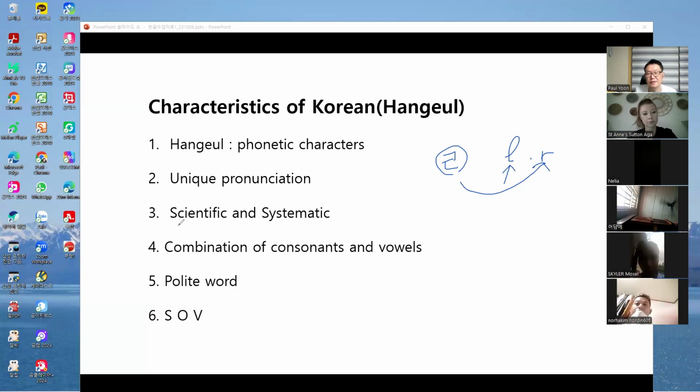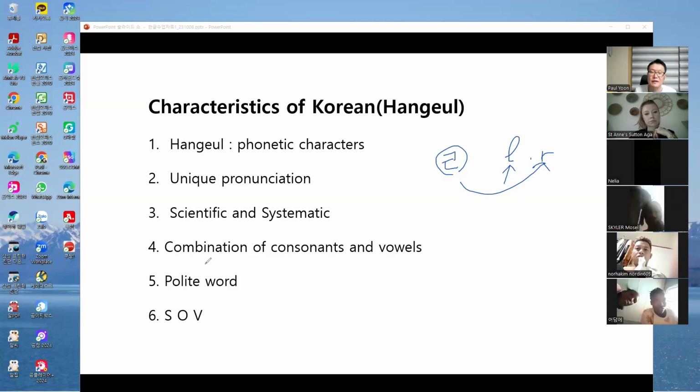And the Korean letter, Hangul, is very scientific and systematic. It's like a puzzle game, combining consonants and vowels. When you recognize the rules of combining, you can study very easily and master Hangul. That's why it's very scientific and systematic. All Hangul has a combination of consonant and vowel. So we will study consonants and vowels first, especially vowels first.